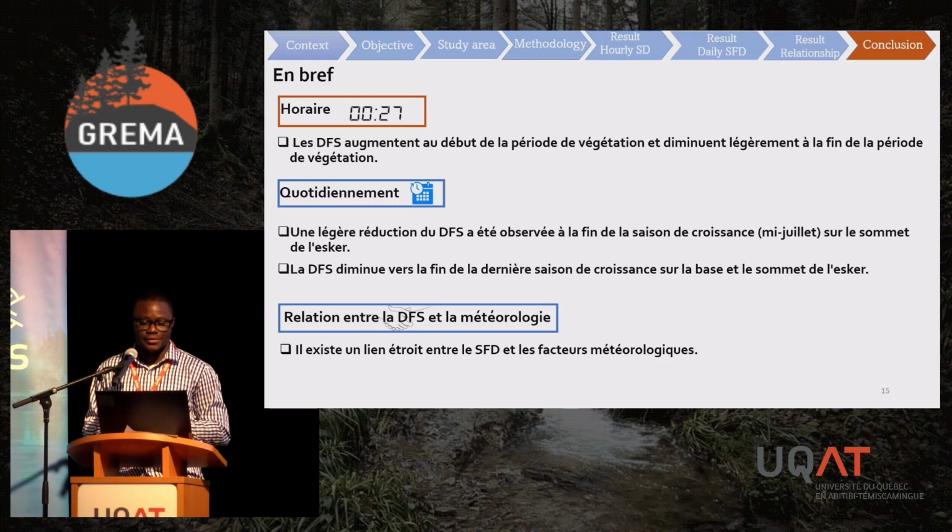So, in summary of all that I've presented so far, we can see hourly that the sap flux density shows a difference between the early growing season and the late growing season. And when we look at it daily, towards mid-July, as we saw in the earlier graph, there's a slight decrease in the sap flux density at the esker at the top compared to the esker at the base. And there's a strong relationship with the meteorological information, the air temperature and relative humidity, compared to the sap flux density.